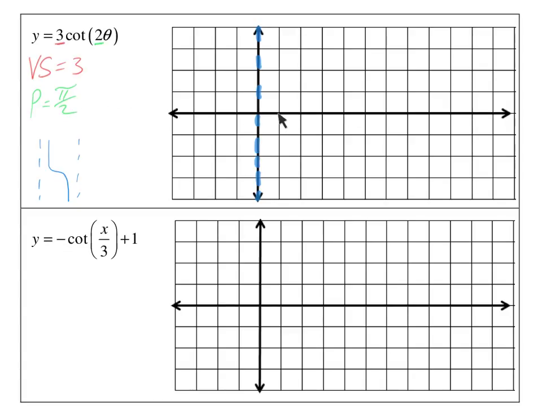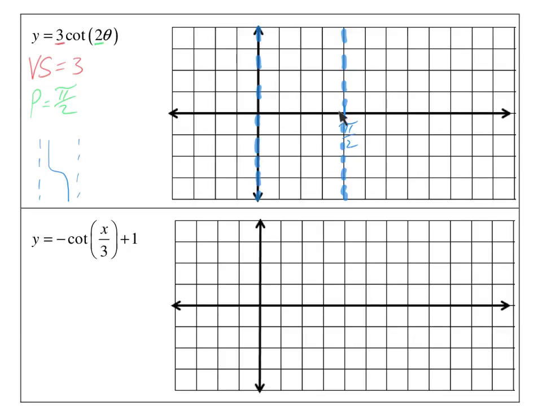I'm going to make that, let's put it right here. 1, 2, 3, 4. I'm going to put it right there. I'm going to put an asymptote there, and I'm going to call that pi over 2. I'm going to put an asymptote right there at pi over 2, because, like I said earlier, the asymptotes are on the edge on cotangent.